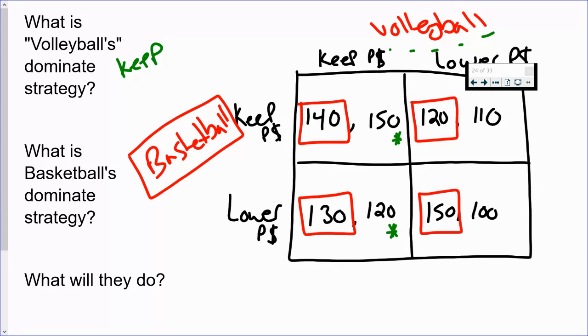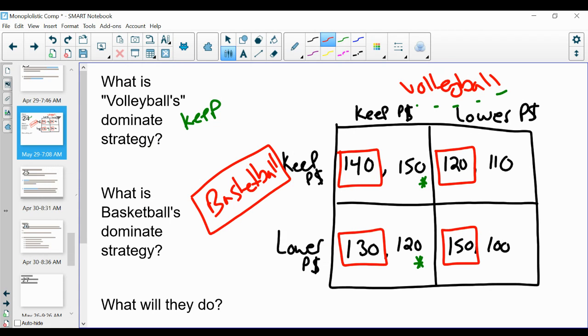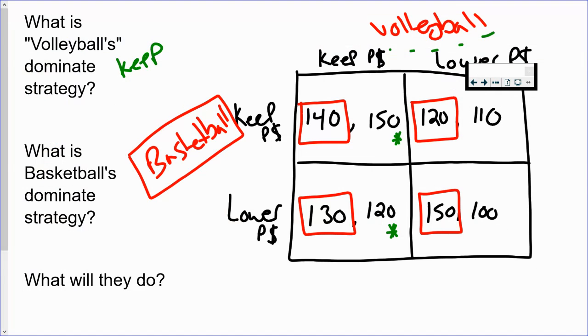All right, so now we have to do the same thing for basketball. I'm going to change my pen to red here. If volleyball decides to keep, what number is bigger? Does basketball go $140 or $130? Well, obviously 140 is more. That tells me right away that that's one of my decisions. I'm going to keep.